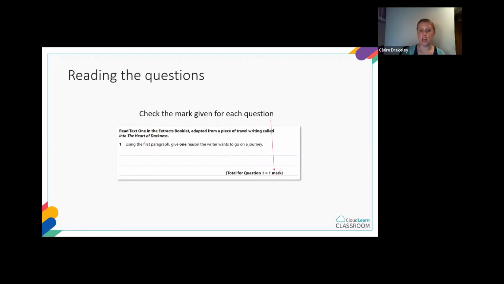If you don't do this, you'll have too little time for the big mark questions at the end of the paper. So this question here: read text 1 in the extracts booklet, adapted from a piece of writing called Into the Heart of Darkness. Using the first paragraph, give 1 reason the writer wants to go on a journey. That question is worth 1 mark.